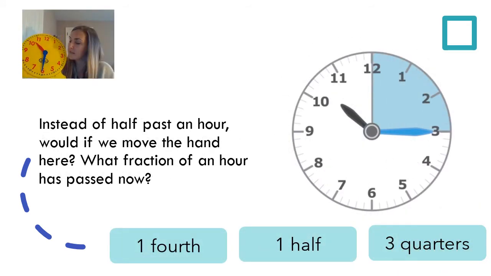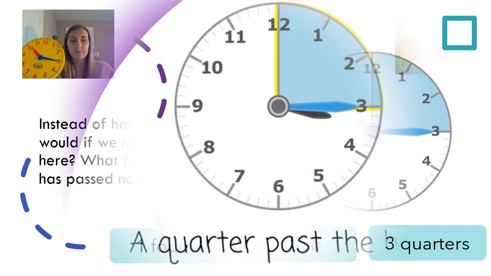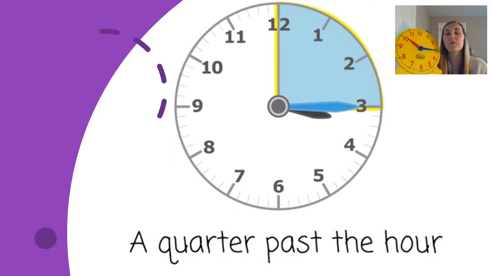Instead of half past an hour, what if we keep moving the minute hand and it lands here? What fraction of an hour has passed now? Here I go. Is it 1/4, 1/2, or 3/4? From here to here. It is 1/4. And another way to say this is a quarter. It is 1/4 past the hour.